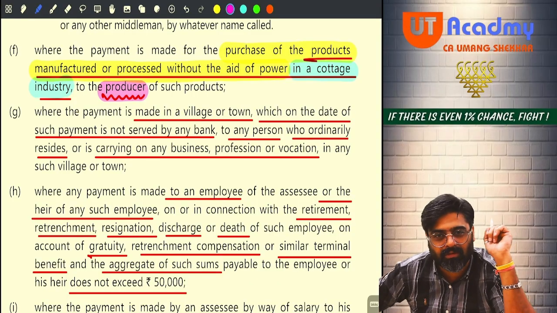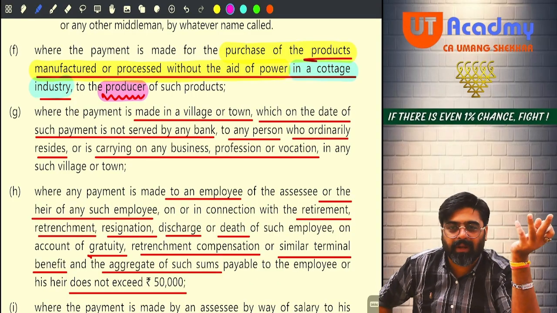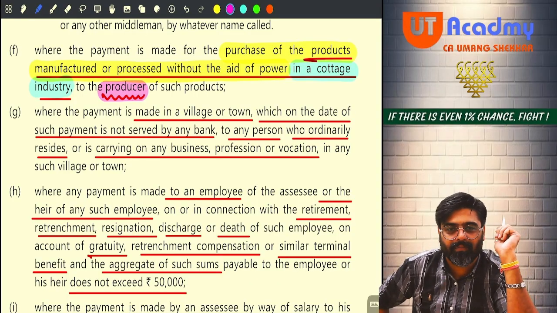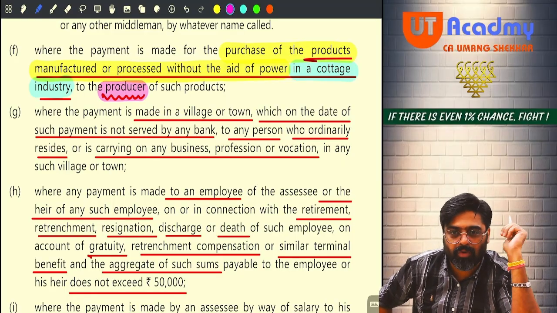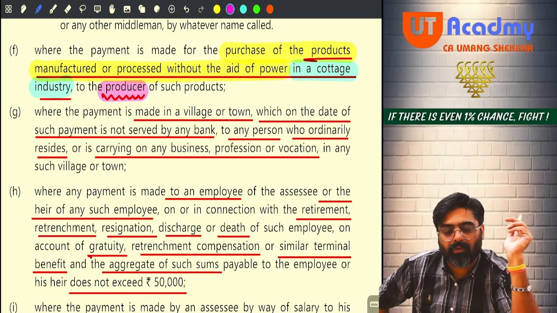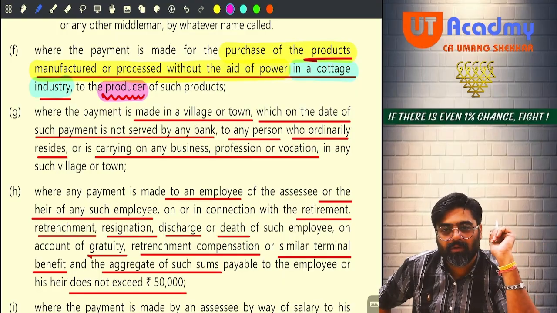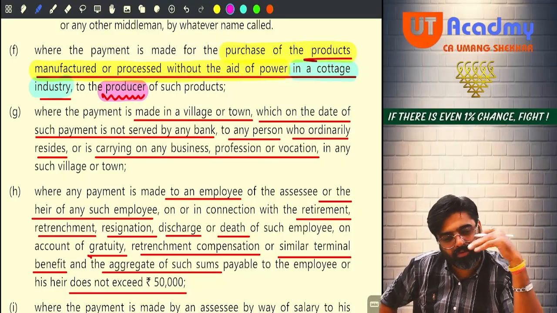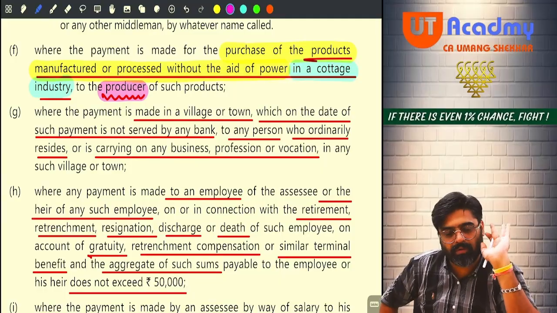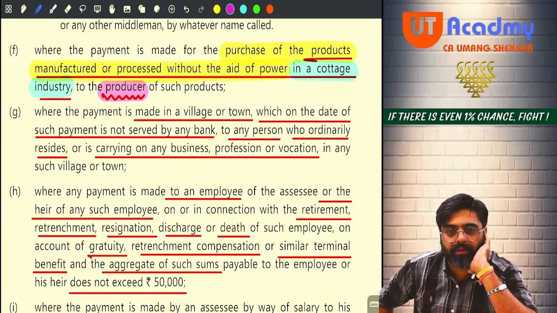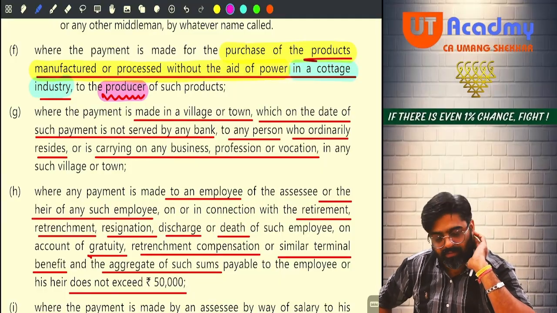He'll be a small person, no? So how can we expect him to have a bank account? And if you are buying from them, you are helping them to grow, no? So why would we tell you to make the payment to these people in prescribed modes? Even if you don't pay in prescribed modes, no problem, we are going to allow. Don't worry. Getting my point? Should I move ahead? Very good.